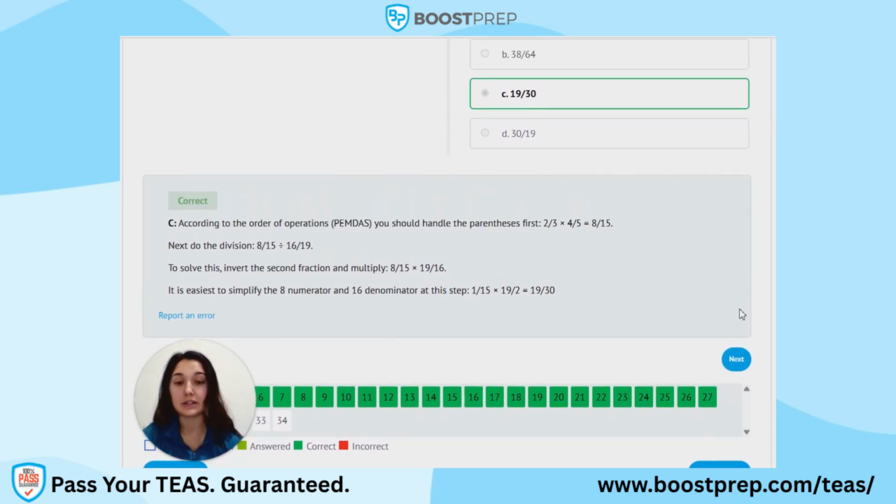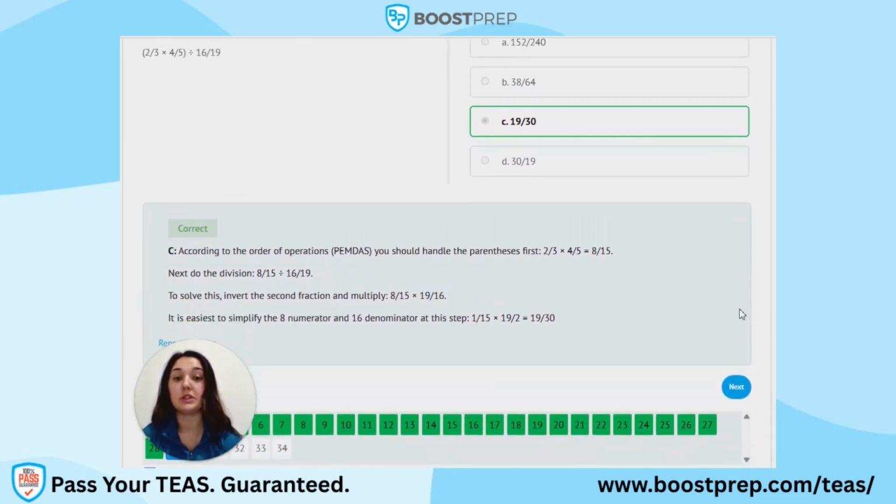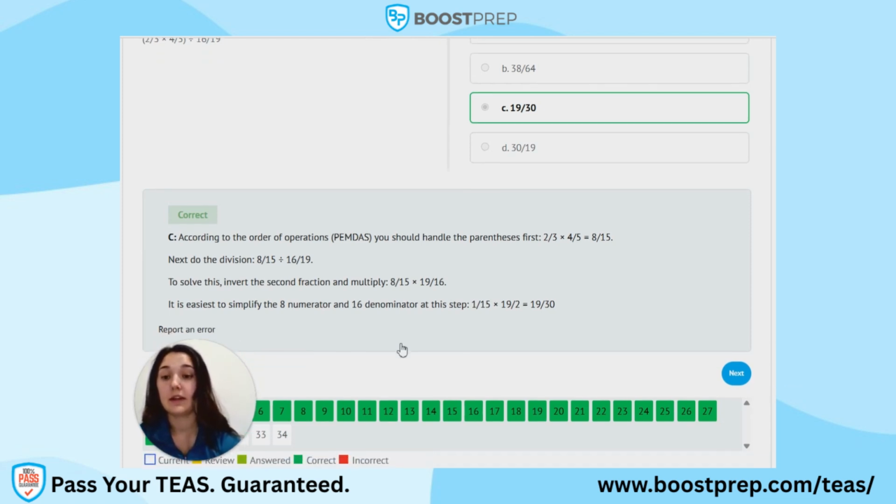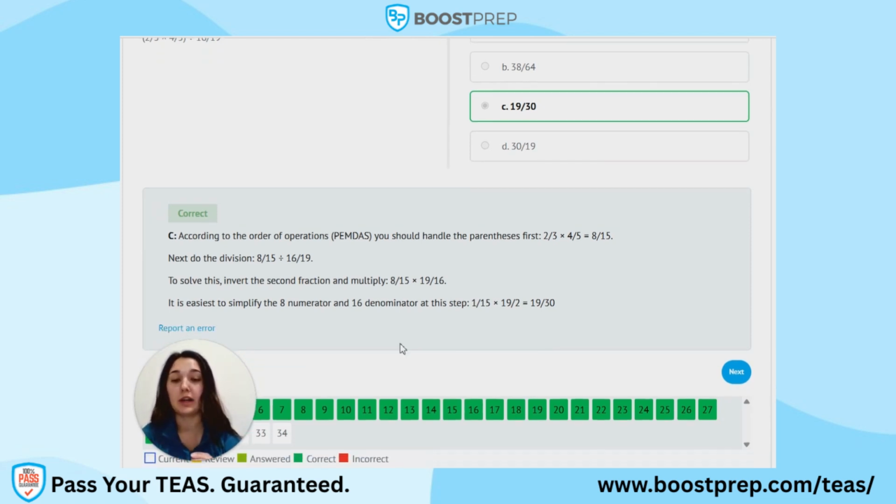You use order of operations, which shows you need to do the parentheses first. So 2/3 times 4/5 is 8/15. You next do the division. So 8 over 15 divided by 16 over 19. To solve this, you invert the fraction and you multiply. So 8 over 15 times, with the fraction inverted, 19 over 16. It is easiest to simplify the 8 numerator and the 16 denominator in this step. So 1 over 15 times 19 over 2 is 19 over 30.